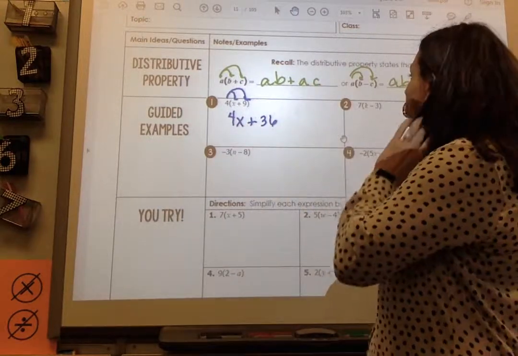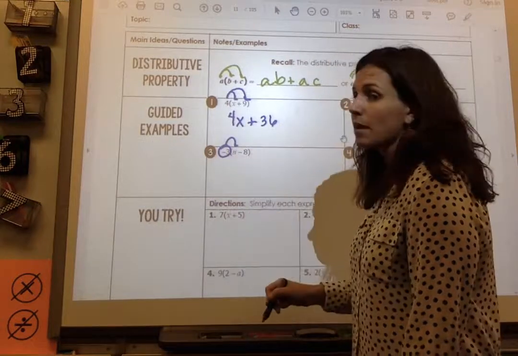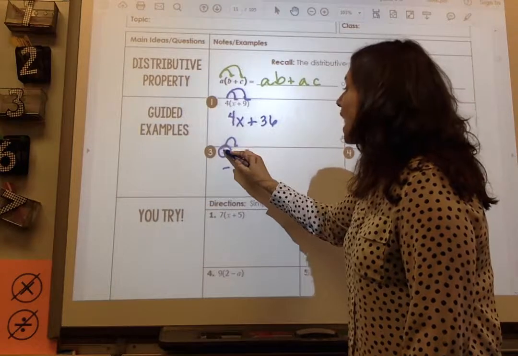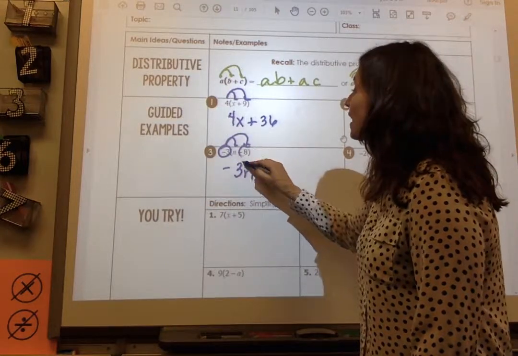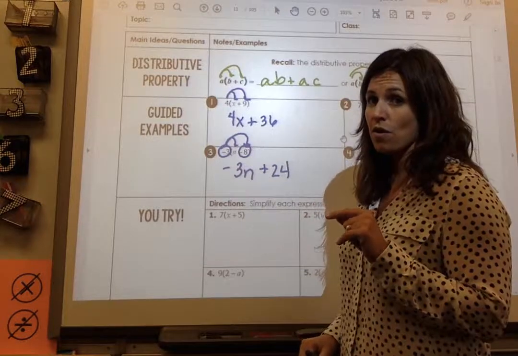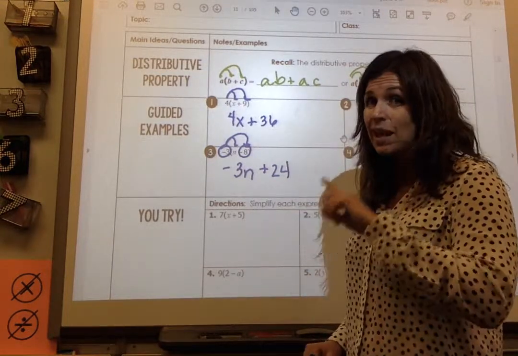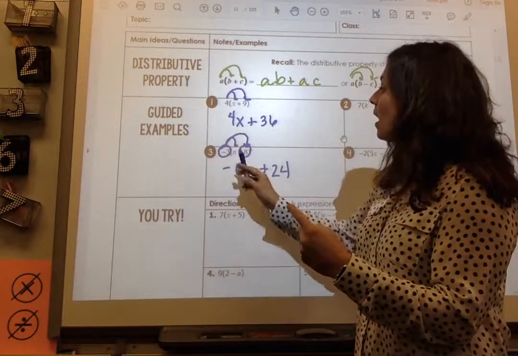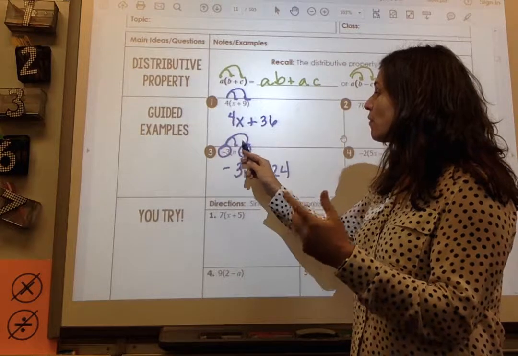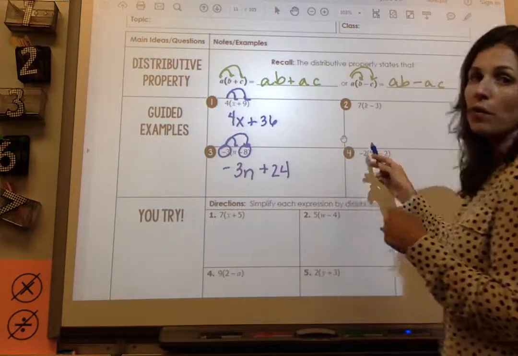So when I look down at number 3, I'm multiplying a negative 3 times a positive n, which is negative 3n. And a negative 3 times a negative 8, which is a positive 24. So if you get confused on that, slow down, pause it, and go back and look at that again. Negative times a positive n is negative 3n, and a negative 3 times a negative 8 is a positive 24. Let's jump over to number 2.